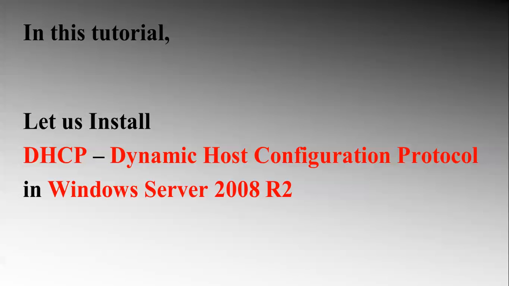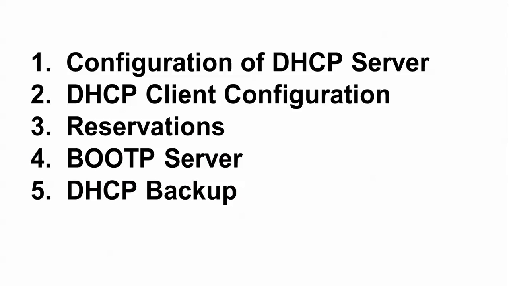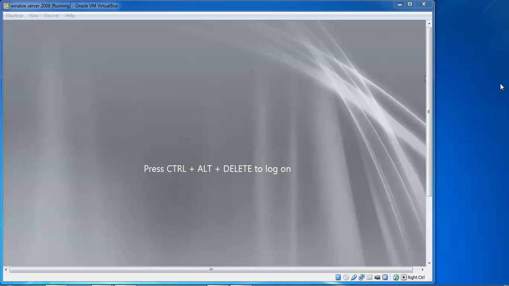So in this tutorial I am going to show you how to install DHCP, the Dynamic Host Configuration Protocol, in Windows Server 2008. To begin the configuration, these are the 5 steps that I am going to show you how to configure: installation, scope creation, reservation, boot server and DHCP backup. These are the 5 steps I am going to show you in the DHCP server.